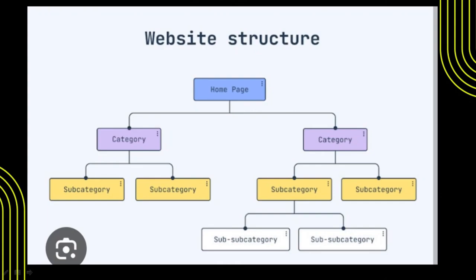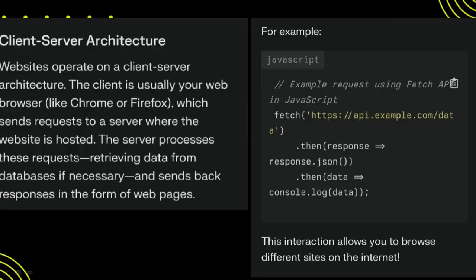Now we have the home page, we have the categories, of which each category has a subcategory. This is a basic website structure.